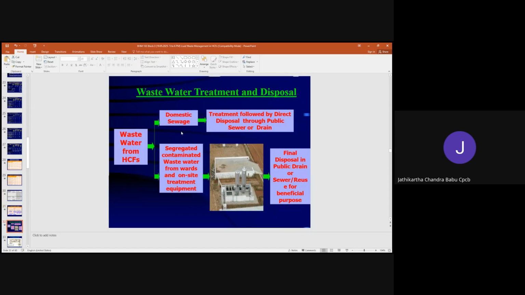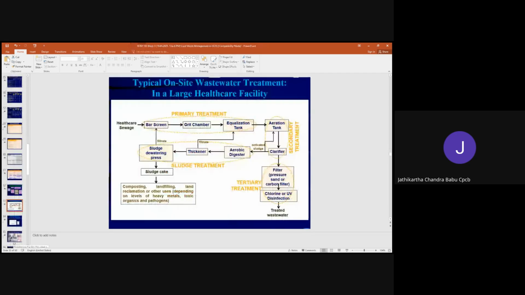How can you ensure proper treatment? This is wastewater generated from the hospital. You have to segregate domestic sewage separately from wastewater having the infectious liquid waste, and ensure a proper treatment system. This is the treatment system you can adopt for liquid waste generated from hospitals, and after treatment, liquid waste can be discharged into the sewers for further treatment and disposal. Whereas domestic sewage can be discharged directly into the public sewers. It is permitted, whereas the contaminated infectious wastewater has to be treated and disposed of.